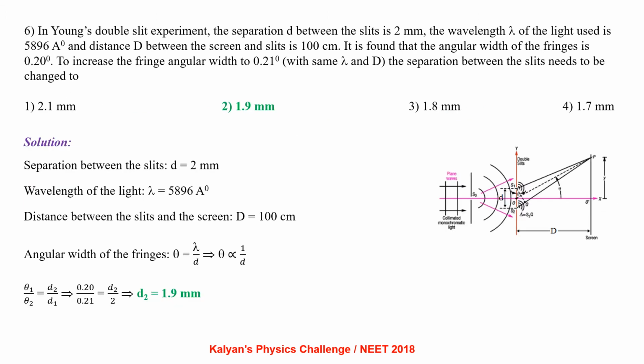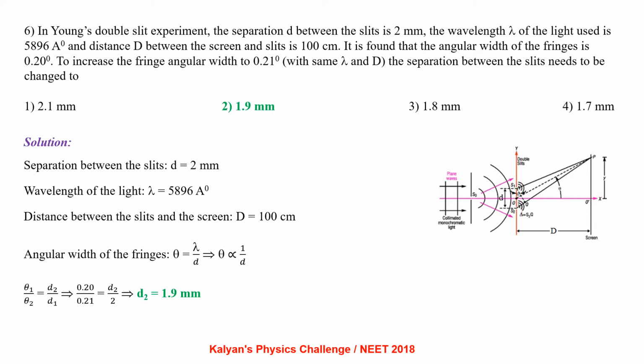In Young's double slit experiment, the separation d between the slits is 2 mm. The wavelength lambda of the light used is 5896 Angstrom unit, and the distance D between the screen and the slits is 100 cm. It is found that the angular width of the fringes is 0.2 degree. To increase the fringe angular width to 0.21 degree with the same lambda and D, the separation between the slits needs to be changed to.